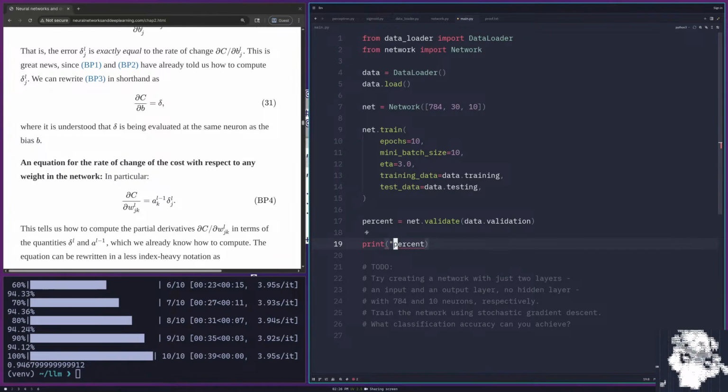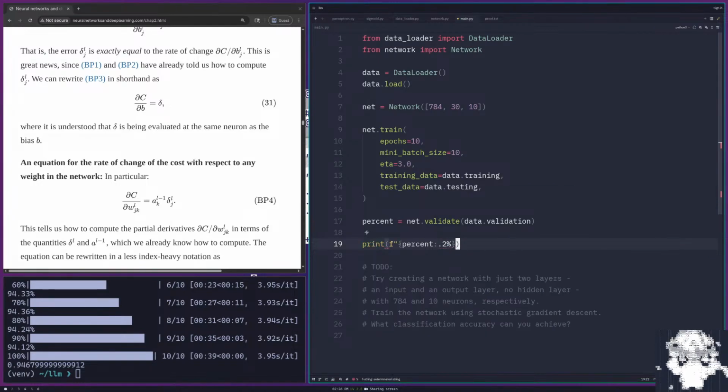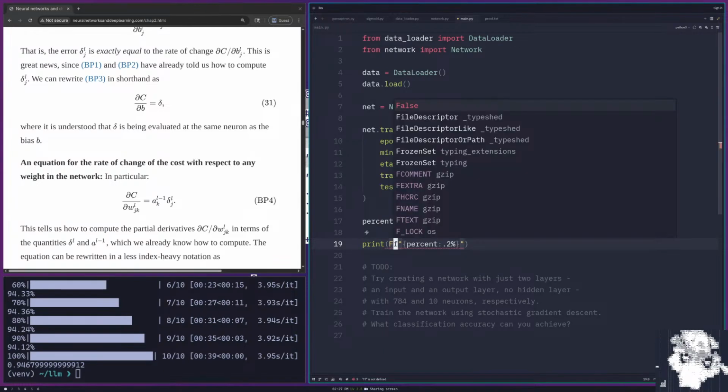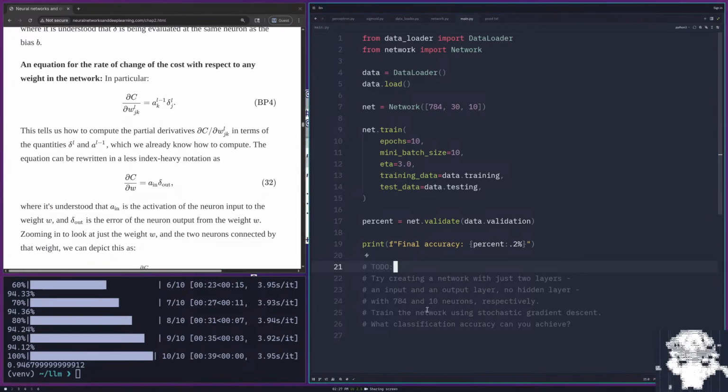Print f of percent colon 0.2%. Final accuracy. Why did I spell final like that? Why did I spell accuracy like that? So we can do this to do now.